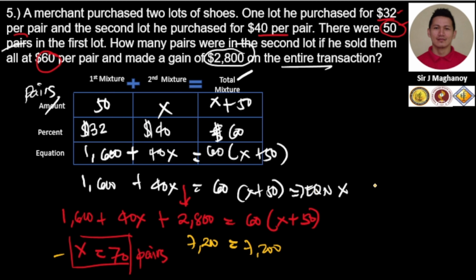Okay, if you do this equation right away, you will arrive at a wrong answer. It will give you an erroneous number because you did not consider the gain by adding the 2,800 in the equation, which is added to the sum of the first and second lots. Okay, I hope you comprehend our solution. Let's move to our next example.